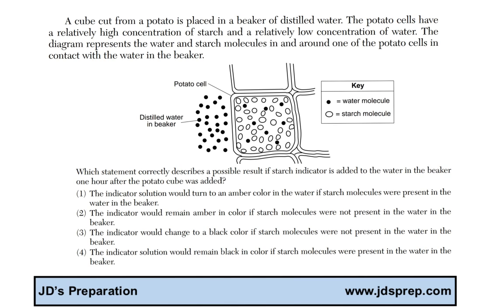This is because option 1 states that the solution would turn amber if it came into contact with the starch. The truth would be that it would turn bluish-black if this happened. Option 3 states that the indicator would not turn black if it came into contact with starch, which is also not true. And option 4 states that the indicator would remain black, which is false because the indicator starts off as amber or reddish-brown. This means that option 2 is our final answer.